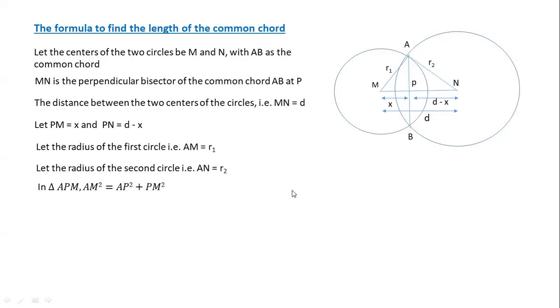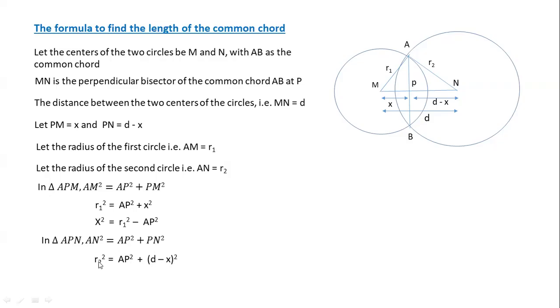You apply Pythagoras theorem to this triangle, you will get AM square is equal to AP square plus MP square. Put the values. So R1 square is equal to AP square plus X square. So X square is equal to R1 square minus AP square. Clear? Now take the other triangle. In this triangle, this is the hypotenuse. So AN square is equal to AP square plus PN square. Put the values. R2 square is equal to AP square plus (D minus X) whole square.